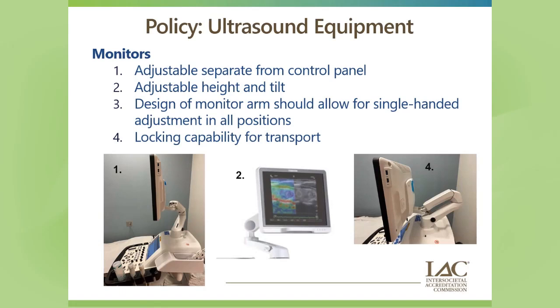But for our transporting abilities, we do want to have that capability for locking so that that monitor doesn't go swinging around when you have to make abrupt stops if you're moving your machine from one place to the next, or if you're trying to get your machine in and out of an elevator. So ensuring that that locking capability is important. And I know some people like to just use it for keeping it centrally located, but having all those options, we need to make sure our systems have those in place.